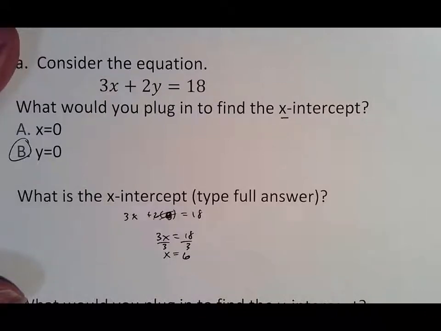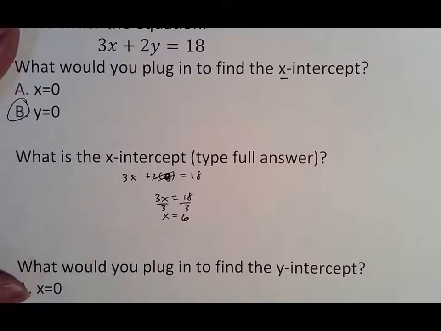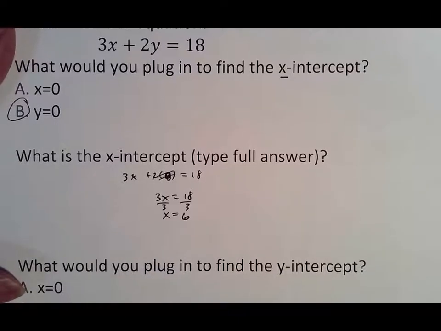Sorry, I almost took a shortcut because I'm used to doing it that way in real life. It's not going to make you show your work. Just make sure you understand how to get to that 6.